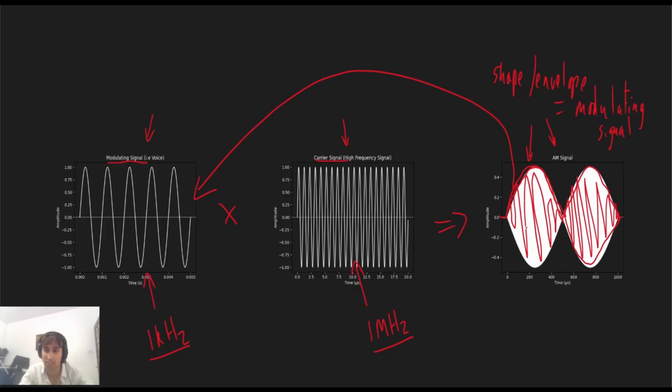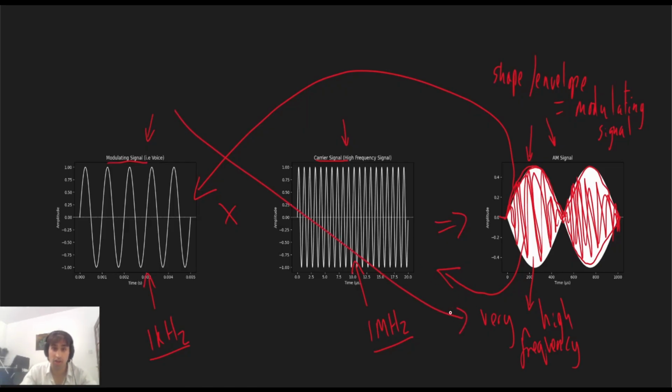Those little oscillations are very high frequency, very close to the carrier signal. The carrier signal is responsible for these very tiny little oscillations that make up this shape here. And because these little oscillations are very high frequency, that means we can actually send it wirelessly through a tiny antenna. So most importantly, we can use a tiny antenna.